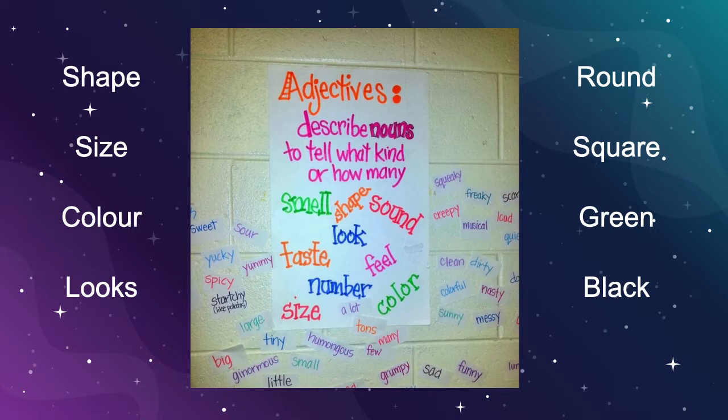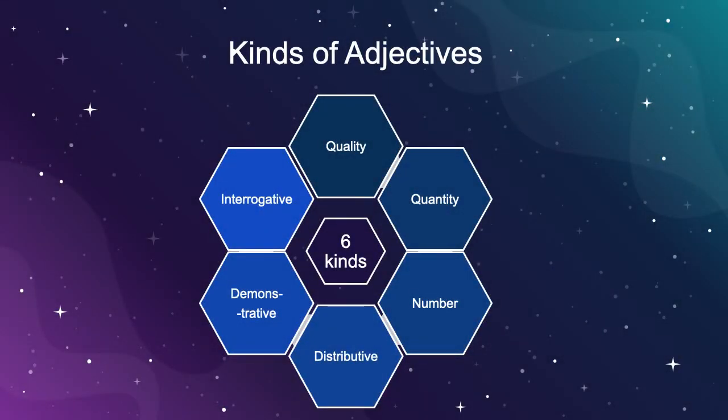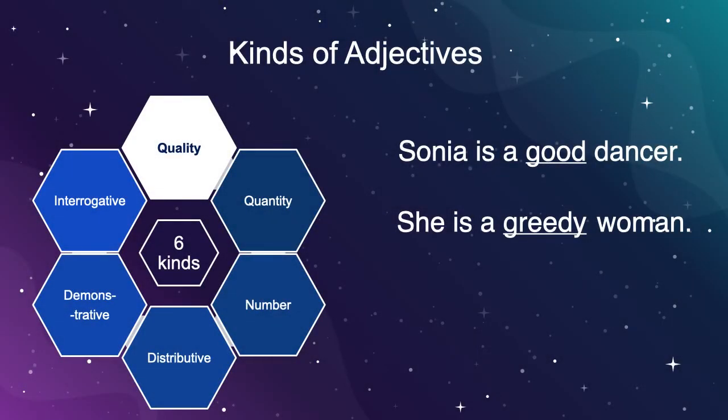So you must have seen that adjectives are words which tell us anything about the noun. We move on to kinds of adjectives. There are 6 kinds of adjectives. The first one is adjective of quality. This type refers to the quality or state of the nouns.